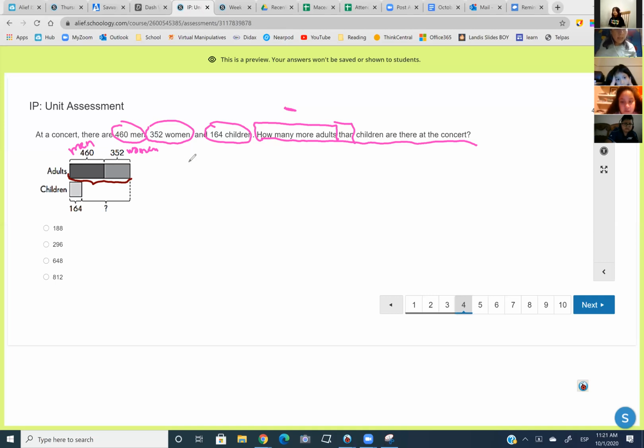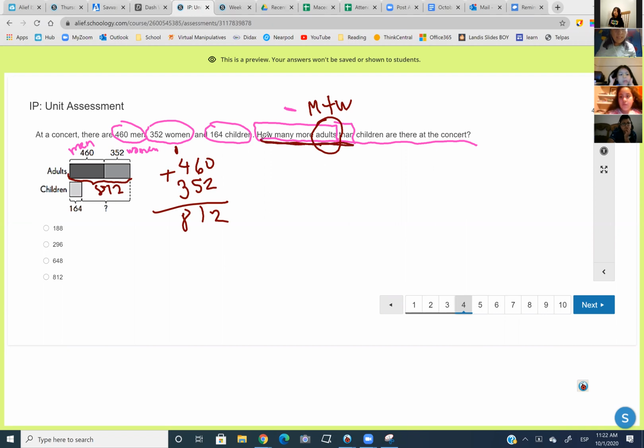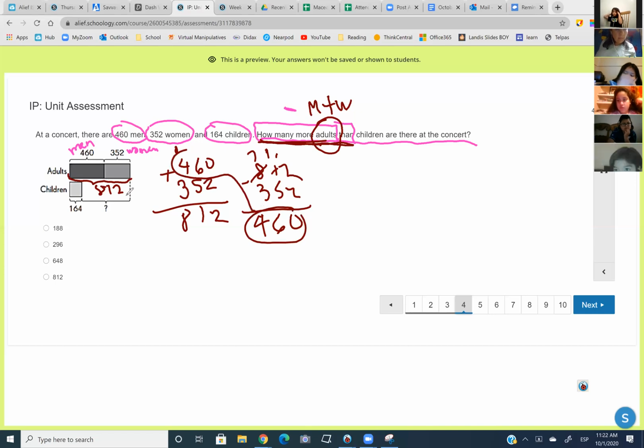So I'm going to add first how many men, 460 plus 352 women, because the question is how many adults, and adults are men plus women. So that's 2, that's 11, that's 8. So I have 812 adults. And they're asking me how many more adults. Remember, how many more than, how many less than is subtraction. Now I need to put my answer first. 812 minus 352, that's 0. I regroup. 7, 11, that's 6. And 7 minus 3 is 4. Yes, I'm right. So I have 812 adults.